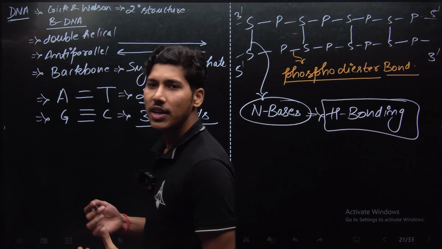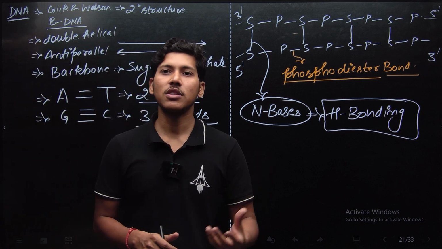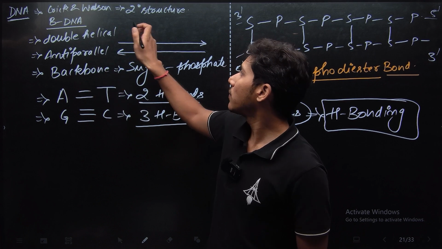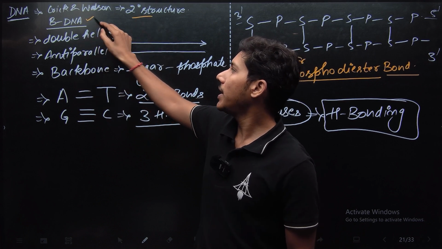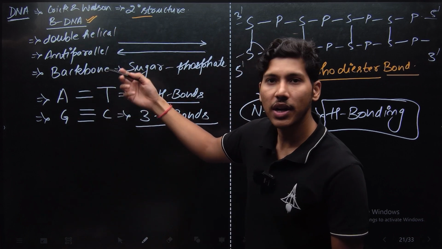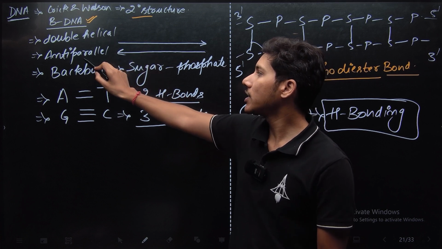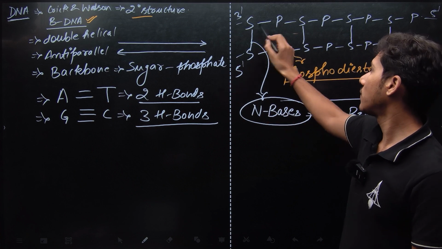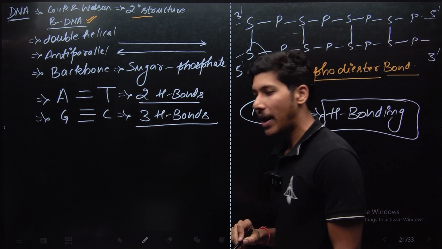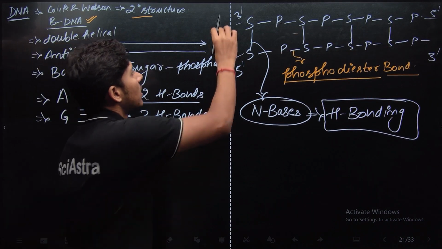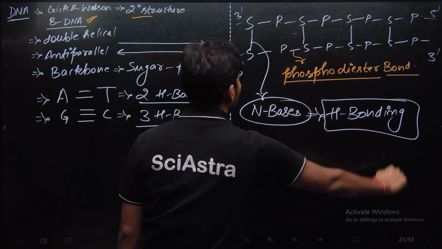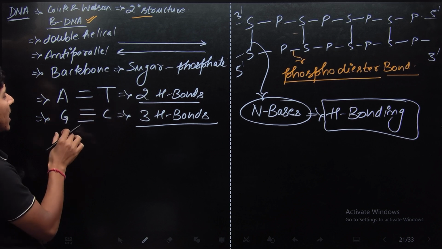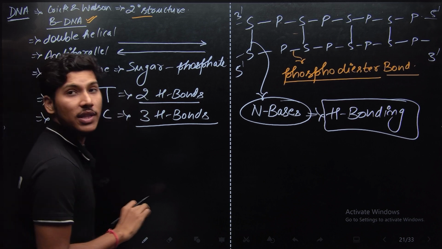Now RNA we'll see later, but DNA's first structure, the double helical model, was given by Watson and Crick, which was a secondary structure, and it was a B-DNA structure. A typical DNA is a double helical structure which is anti-parallel, and its backbone is made up of sugar and phosphate, sugar, phosphate, sugar, phosphate. These two backbones are joined by hydrogen bonds, where A forms 2 hydrogen bonds with T and G forms 3 hydrogen bonds with C.